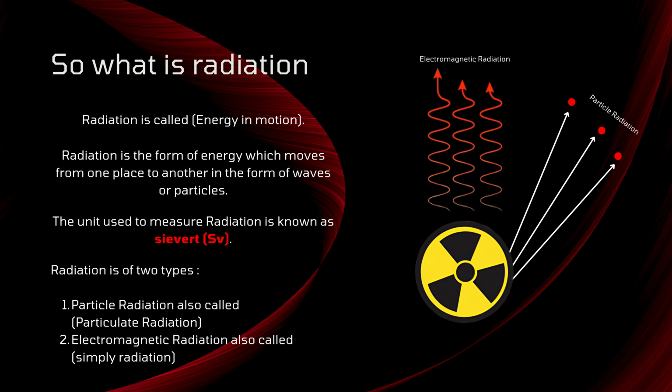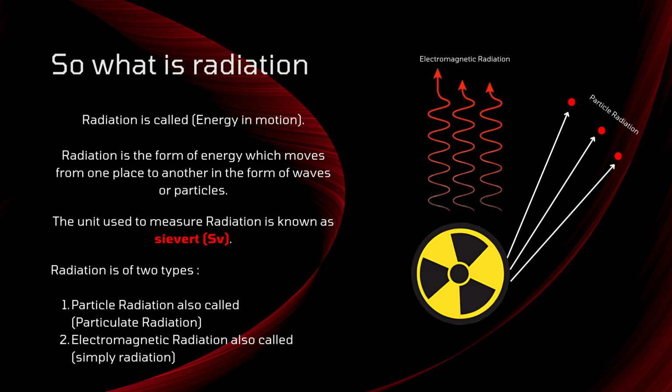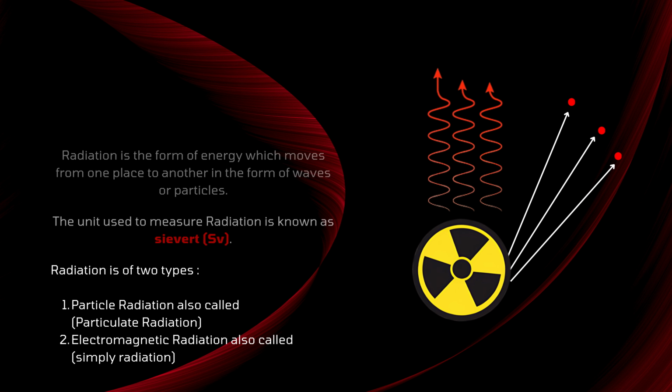So what is radiation? Radiation is called energy in motion. Radiation is the form of energy which moves from one place to another in the form of waves or particles. The unit used to measure radiation is known as the sievert, Sv. Radiation is of two types: particle radiation, also called particulate radiation, and electromagnetic radiation, also called simply radiation.